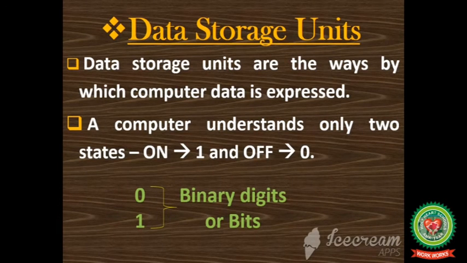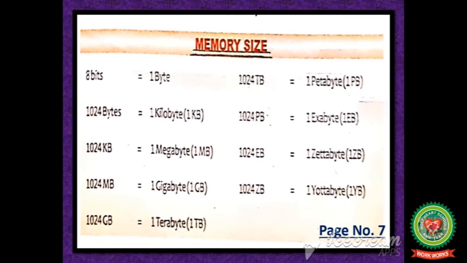Students, how much data a storage device can store is measured by the size of the memory. So now we will learn the different data storage units. For example, 1 byte is equal to 8 bits. 1 kilobyte is equal to 1024 bytes. 1 megabyte is equal to 1024 kilobytes, and so on.